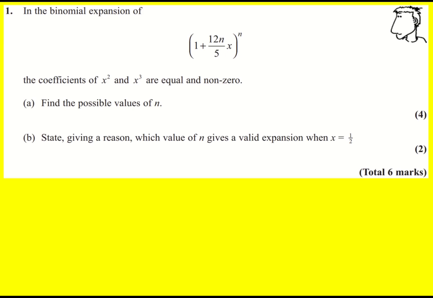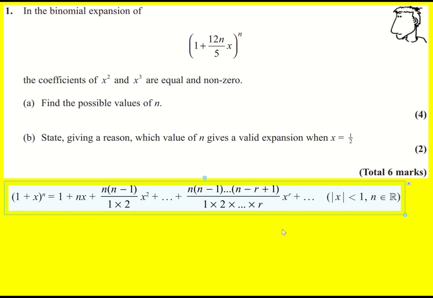We're told that the coefficients of x squared and x cubed are equal and non-zero in this binomial expansion, and asked to find the possible values of n. So I'm going to assume that n is a real number. It could happen to be an integer, but I need to use the more general binomial expansion. And we've even got a 1 here, so it's already in the right sort of setup. This is going to be my x that goes in here.